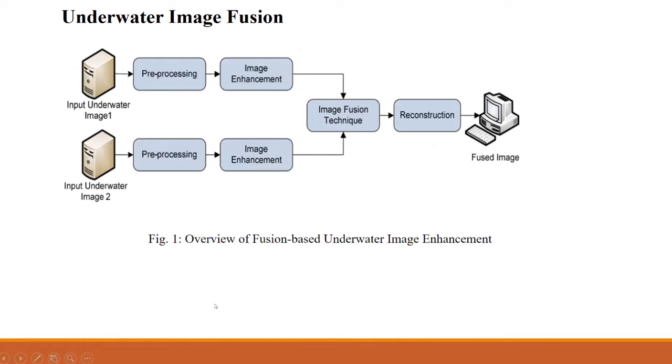So this is the overview of fusion-based underwater image enhancement. We take two input images which are of low quality. Basically, these are underwater images. After applying the pre-processing technique on both the images individually, we apply the image enhancement algorithms on both the images separately. And at last, we fuse both the images by using an image fusion technique. After reconstruction, we get the fused image, or the merged image, which is of high, enhanced quality.